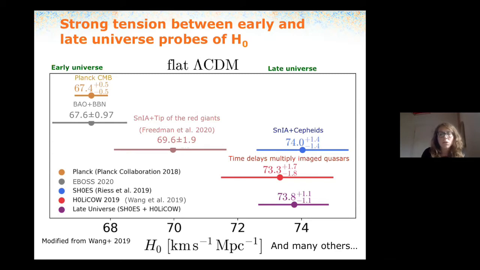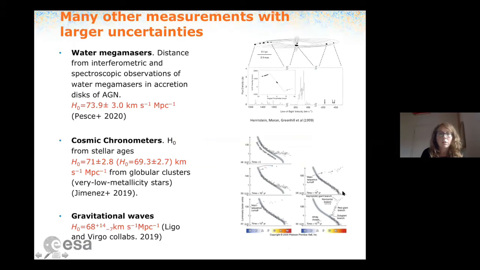I just want to mention that there are many more measurements of H0, in particular, for example, the one combining 6 different water megamasers from Pesce et al. from this year that also gives a high H0 value. However, these other methods give fairly larger error bars, and so clearly the tension is not that strong if you take into account these other measurements, and notably, for example, the one from gravitational waves.